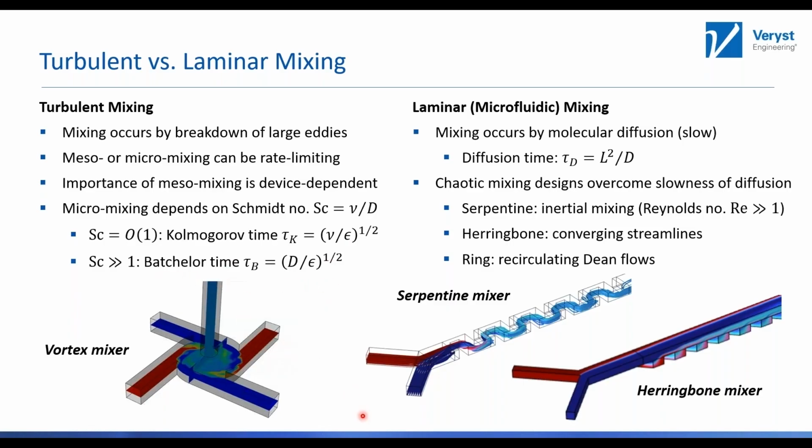Laminar mixing is a completely different beast. So laminar or microfluidic mixing occurs in microfluidic devices, and there you don't have the breakdown of large eddies, and instead you are relying on molecular diffusion for components to mix between streamlines. The disadvantage here is that molecular diffusion is very slow, and so commercial microfluidics typically employ chaotic mixing strategies in order to overcome the slowness of diffusion. We'll talk about that in some of the case studies we're going to discuss.